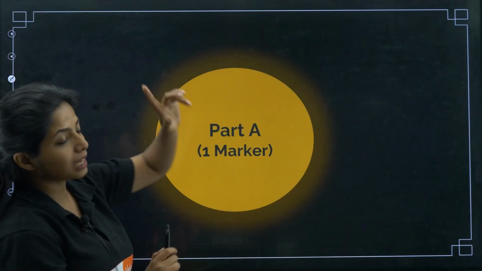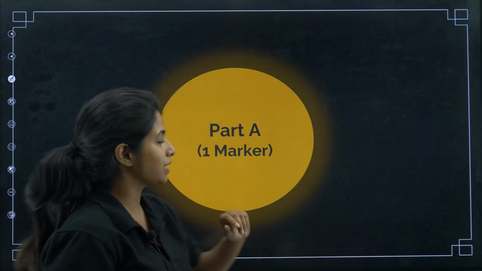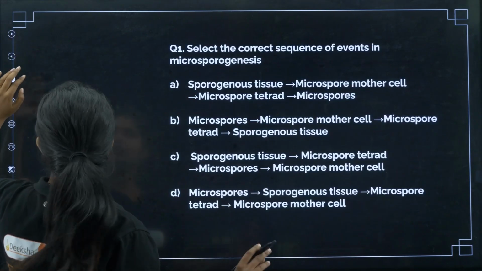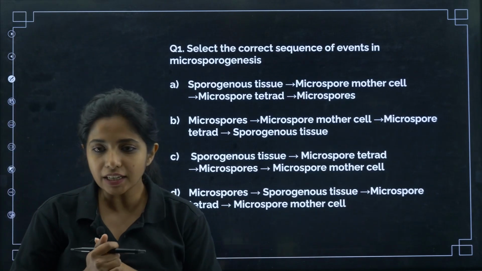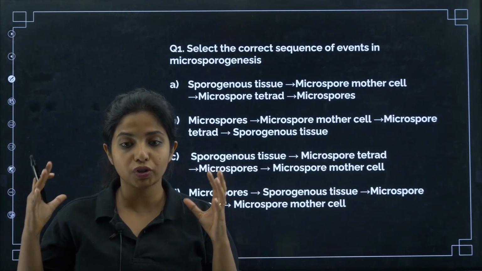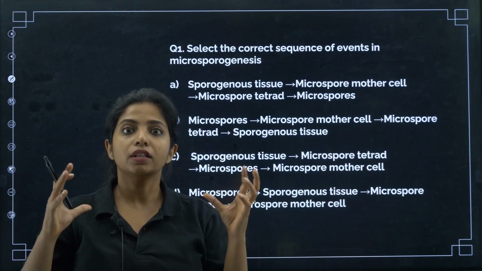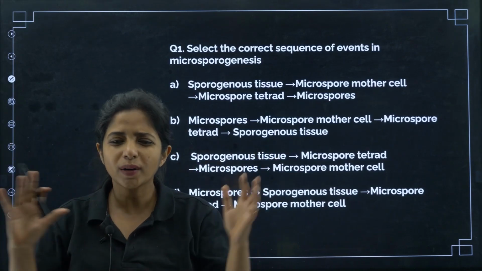Over here, Part A, my dear children, consists of 1 marker questions. It can be in the form of MCQ or fill in the blanks. The fill in the blanks portions are really easy, even the MCQs. So let's start. Select the correct sequence of events in microsporogenesis, as in you're talking about the formation of microspores. So how does it take place?